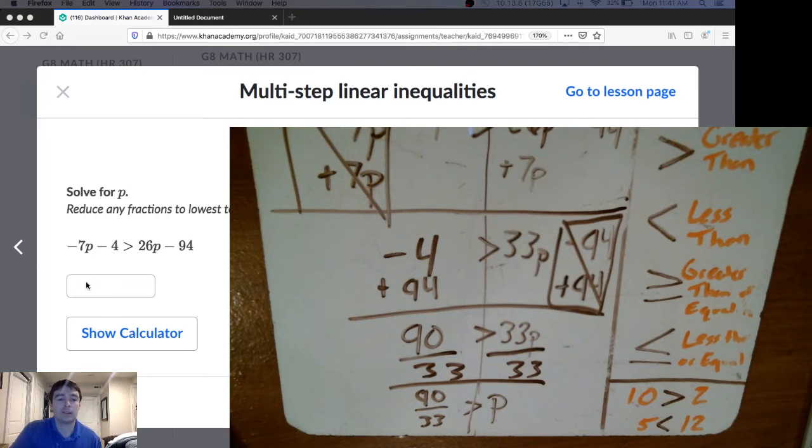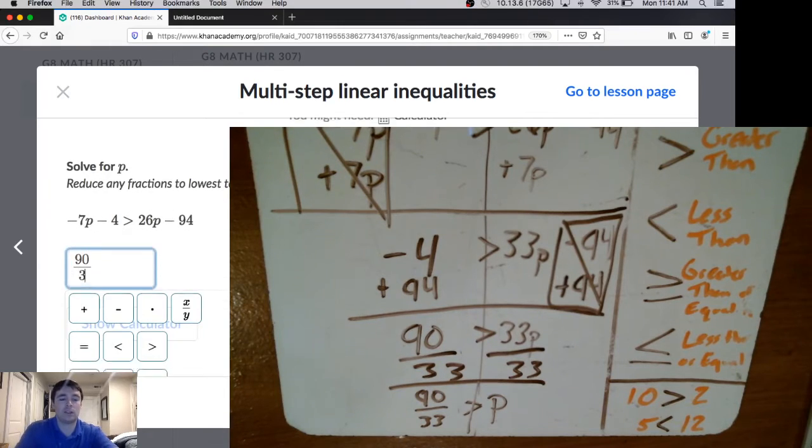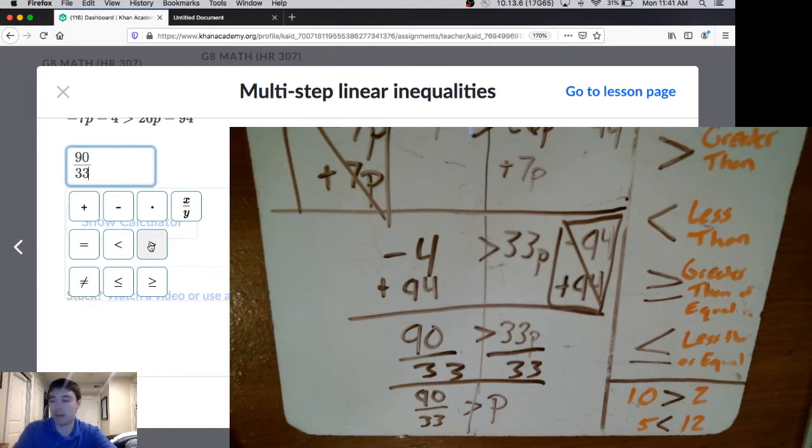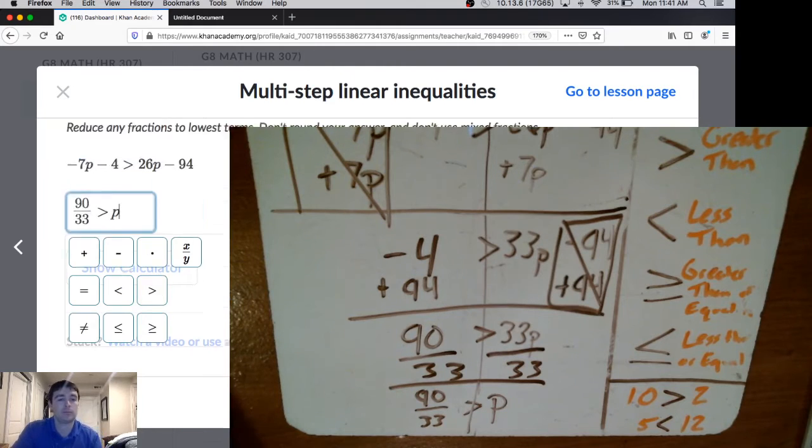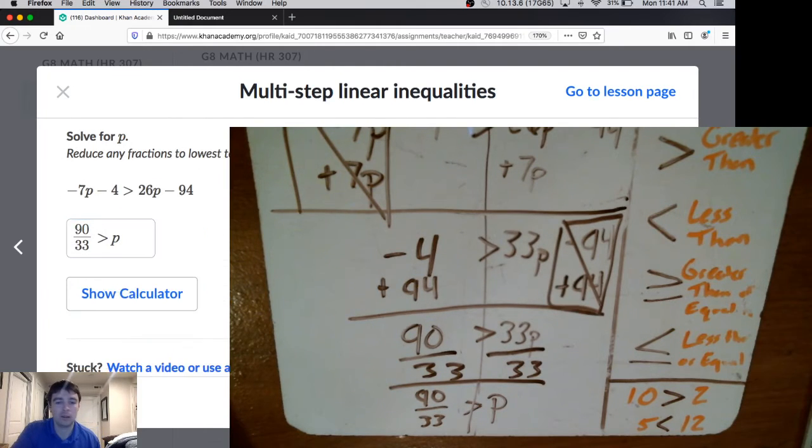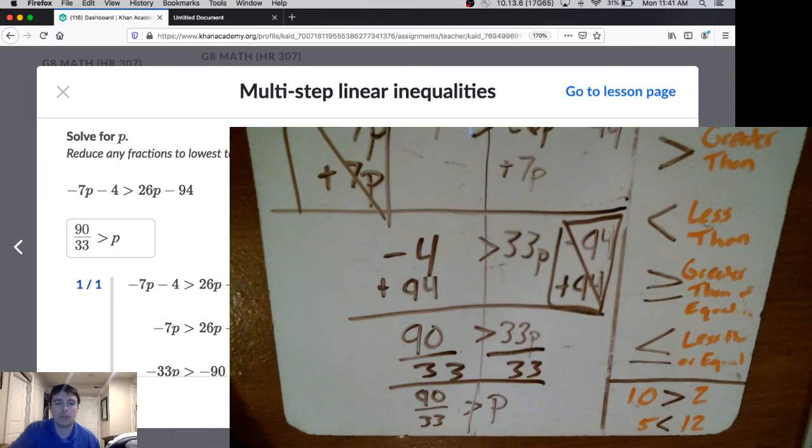They ask us 90 over 33, the fraction, needs to be greater than, make sure that greater than symbol is in there, greater than p. And I'm going to check. And I'm told not quite yet. It says try again, get help, or skip for now. So I'm going to go ahead and get into the get help.